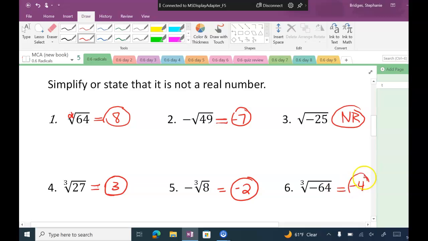Okay. So do we all understand the difference there? An even index is going to be not real if it's a negative under the radical symbol. An odd index will be a negative. So far, so good?